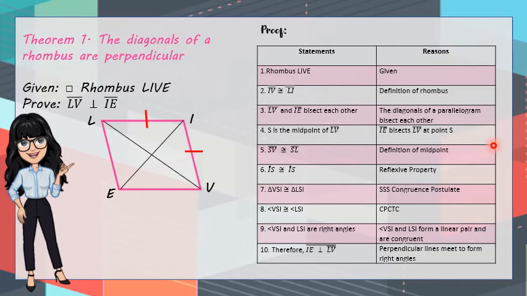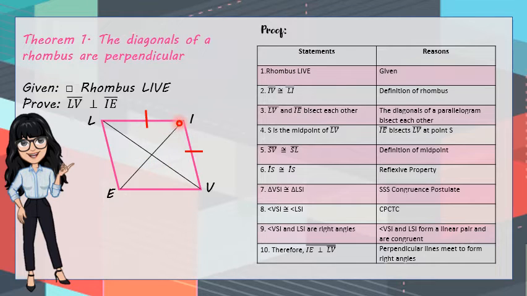Now, next one. Again, we have here LV, one diagonal of our rhombus, and IE is the other diagonal of our rhombus. It states here that these two diagonals bisect each other. So what does it mean if we say bisect? Bisect means it divides our side or our diagonals into two congruent parts. If LV is being bisected by IE, that means it passes through LV, and after passing, it divides LV into two parts, from here to there, and from here to there. And these two parts must be congruent because LV is bisected.